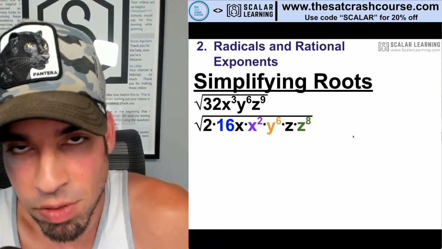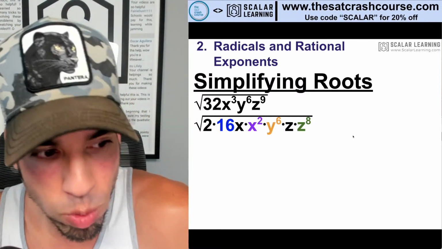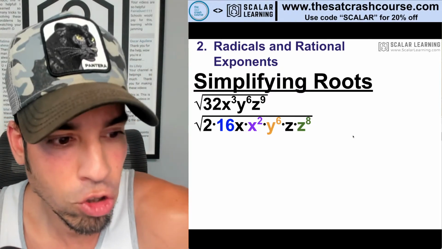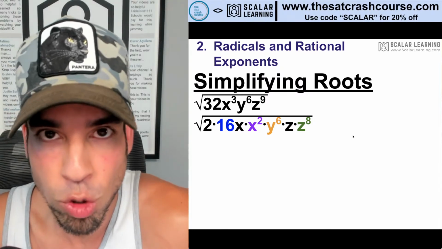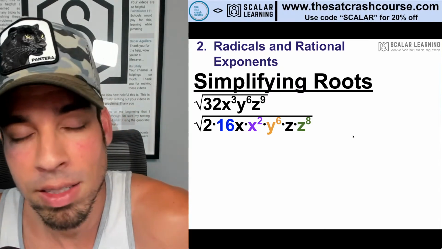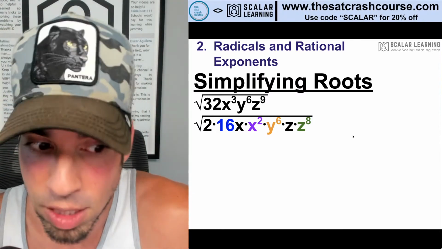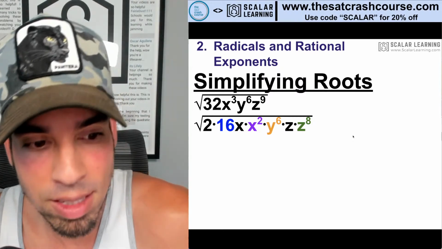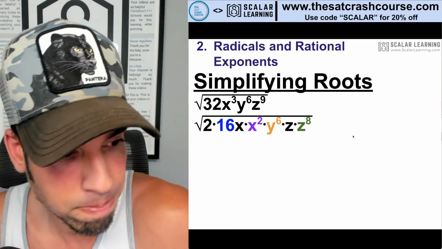X cubed is not a perfect square, but again, it has a perfect square in it, x squared, because x times x squared is x cubed. Y to the 6th is a perfect square. You may not agree with me, but I'm going to show you why in a second. Z to the 9th has z times z to the 8th. Again, z to the 8th is a perfect square. You might be like, wait a minute, 8's not a perfect square, and that's true. But z to the 8th, or a variable to any even number, is a perfect square. I'm going to show you why in a second.